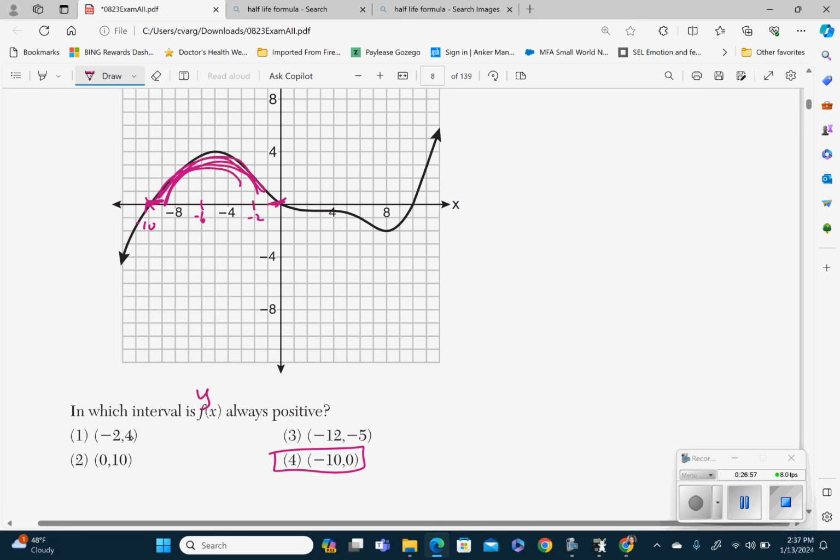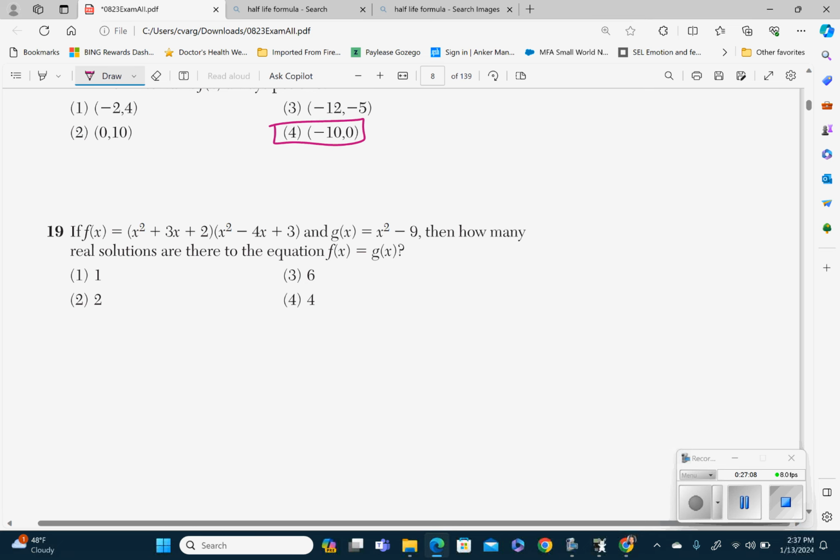It's also positive here, right? From here up. So this is from 9 to infinity. But I don't have anything that says that. So my answer that's there is option number 4. Question number 19. We're doing good.